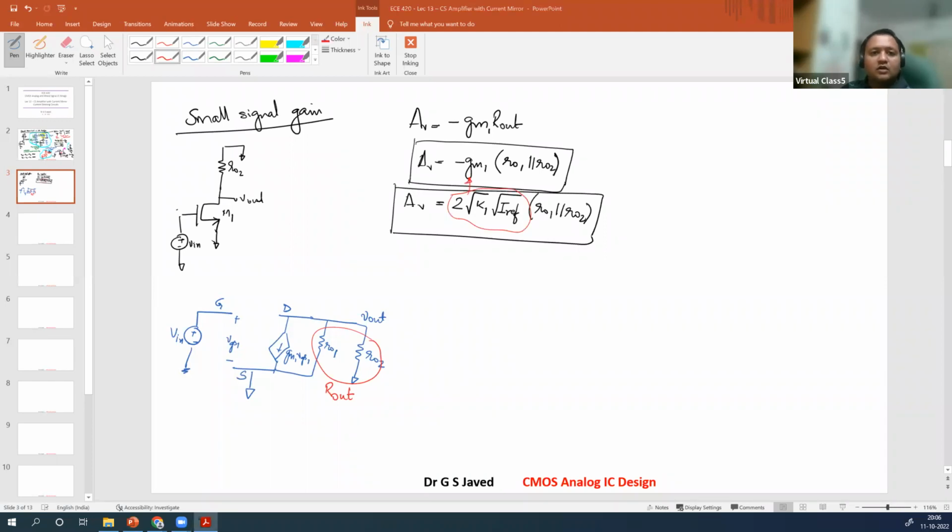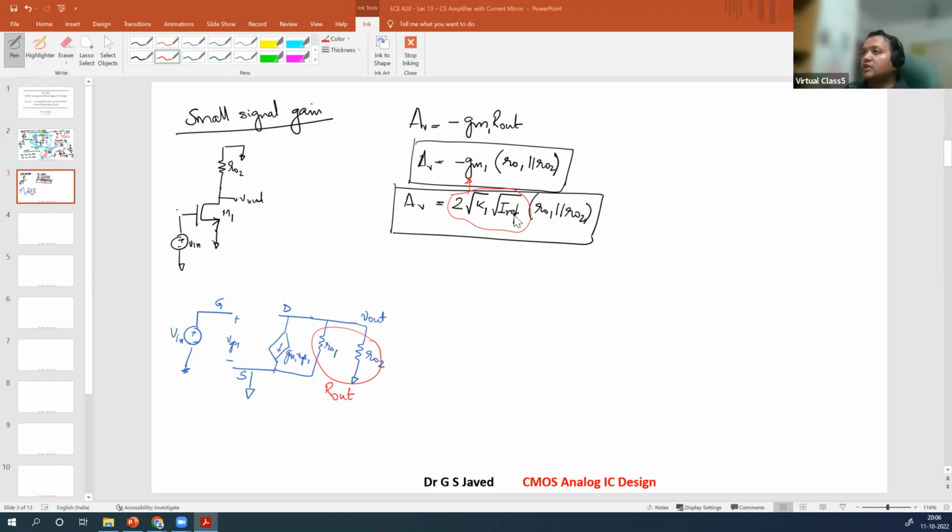Now, how do you look for it? Is there a way you can write it? How do you identify your RO1 with RO2? I don't know. You don't know?